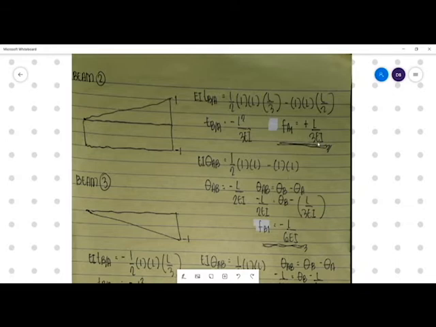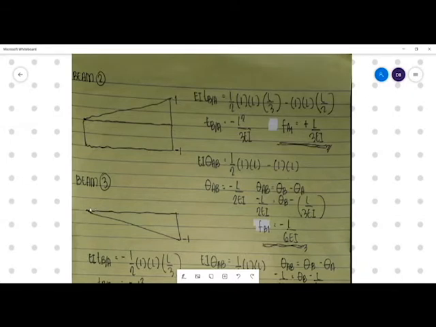Okay. Next, we have the change in slope from A to B: area of the triangle minus area of the rectangle. Now we have negative L over 2EI. Negative L over 2EI is equal to theta B minus L over 3EI. And then we have negative L over 6EI as FB1.